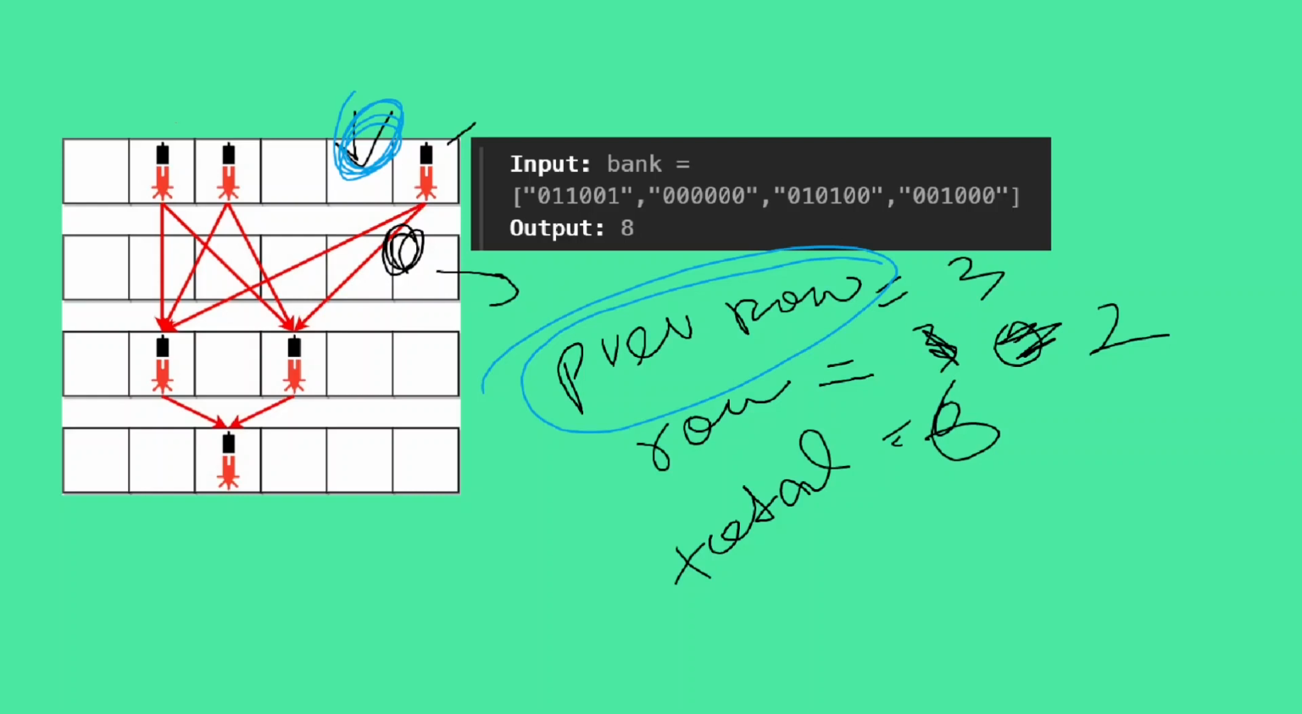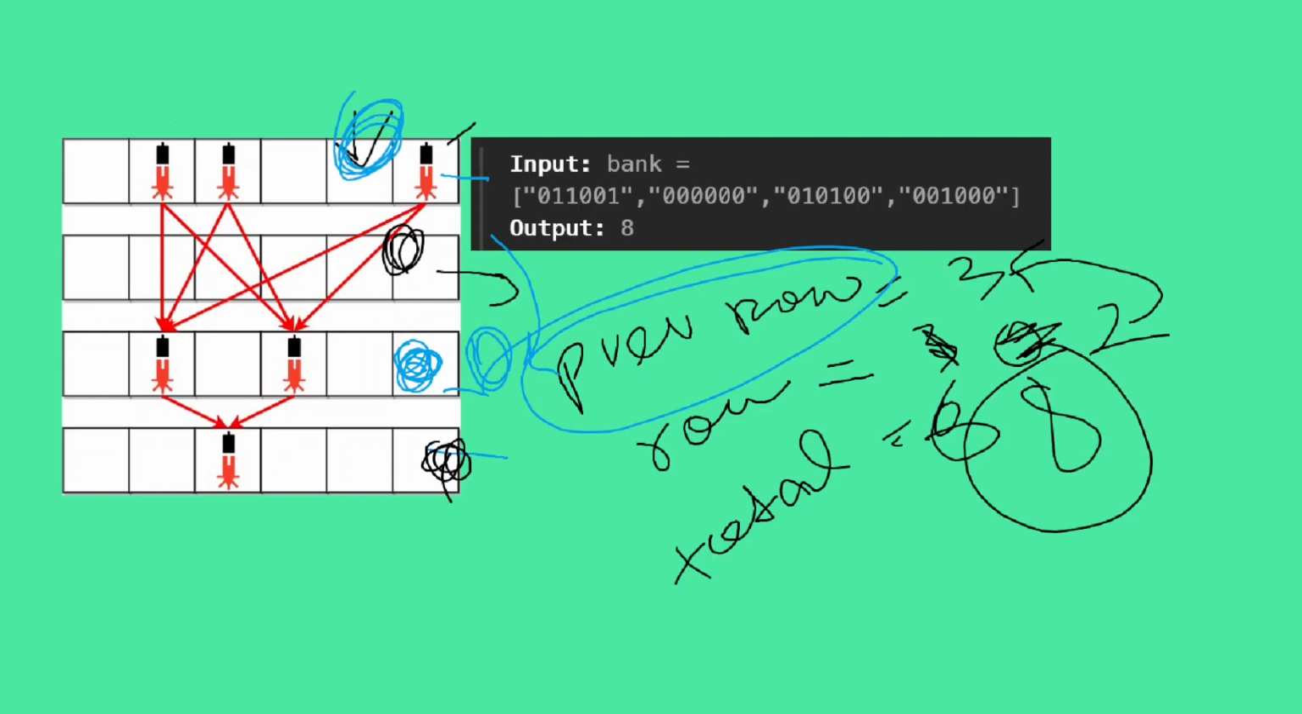Now, since we have reached a row where the value is not 0, I'll reset the previous row value and assign the value of row to previous row. So now previous row is here, because we cannot have any laser beams between this row and this row, as there is one row with devices in between them. So we have to reset it to the next row. Now previous row is here, row is here, 2 into 1, 2, 6 plus 2, 8. Total is 8. There we go. We get the answer. Now let's code.